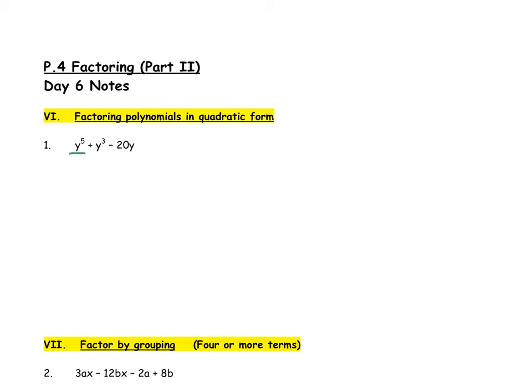We do have a common factor in this polynomial because they each have a variable of y in there, so we're going to be able to take that y out, and that will leave us with a y to the fourth, and a y to the second, and a minus 20. Now this polynomial is in a little bit different form than what we're used to seeing in terms of the trinomials we were doing yesterday.